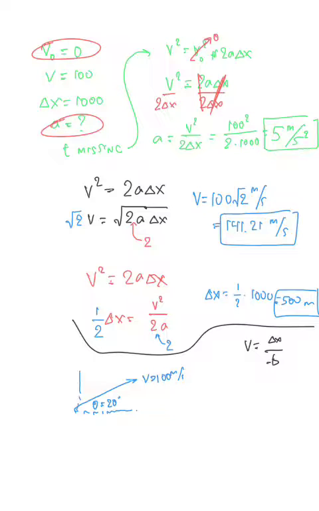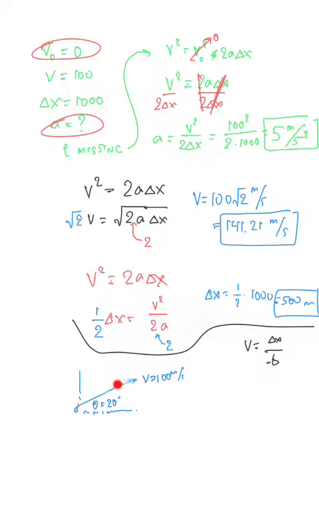Part D says, calculate the time it takes from takeoff for the plane to reach its cruising height of 2,000 meters. So we want to figure out how long it takes the plane to go upward by 2,000 meters, which means we actually don't care about the horizontal part of this motion. We only care about the vertical part of this motion.